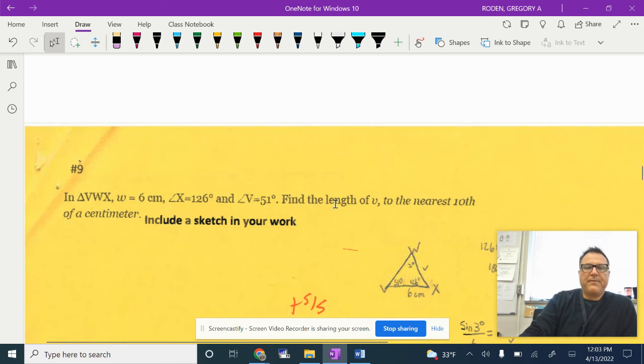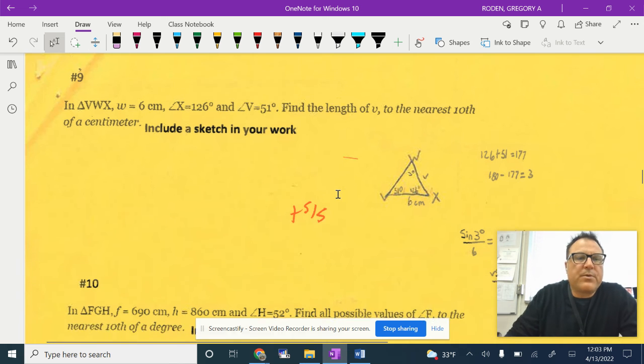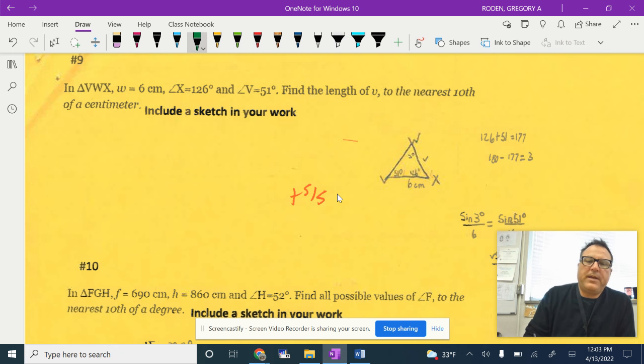Okay, so I gave some buku points on these for law of sines and cosines. The first thing is you need to name your triangle very carefully. So he named it VWX. Little w lies opposite angle W. So if big angle W is here, little w goes right here. You've got to be really careful. Angle X is 126 degrees right here. And we know that angle V is 51 degrees.